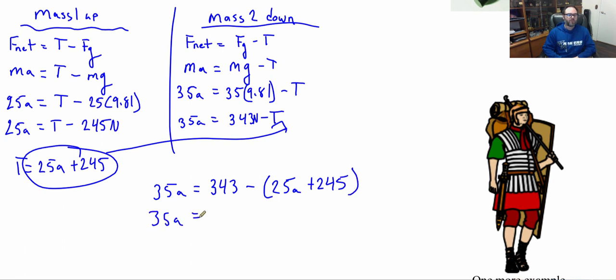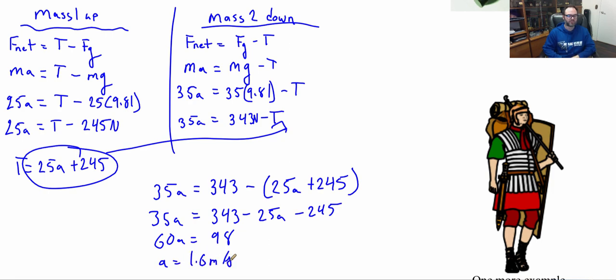We end up getting 35 is equal to 343 minus 35a minus 245. This gives us, putting all my a values on one side, my variables on one side, 60a is equal to 98, which gives me an acceleration of 1.63 meters per second squared.